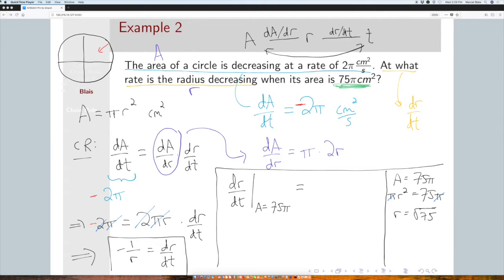So this value, dr/dt at the instant when the area of the circle is 75 pi, also corresponds to the instant when the radius is root 75. Plugging that in to this expression for dr/dt, we have minus 1 over root 75, or if you prefer, negative root 75 over 75, which is approximately 0.1155 centimeters per second.